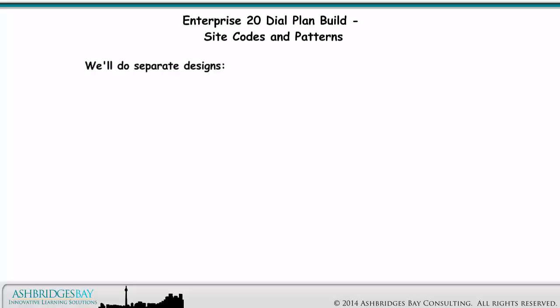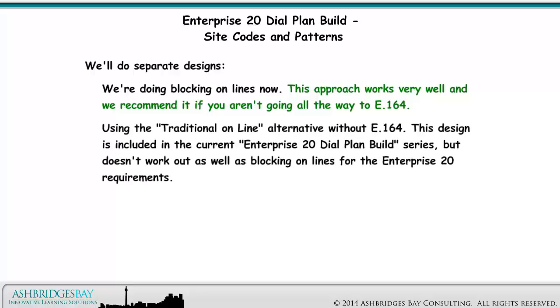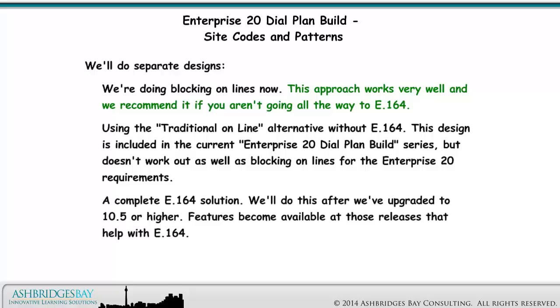We'll do separate designs. We're doing blocking on lines now. This approach works very well, and we recommend it if you aren't going all the way to E.164. The traditional on-line alternative without E.164 is included in the current Enterprise 20 Dial Plan Build series, but doesn't work out as well as blocking on lines for the Enterprise 20 requirements. And a complete E.164 solution. We'll do this after we've upgraded to 10.5 or higher. Features become available at those releases that help with E.164. Then you'll see exactly what the issues are with each approach.